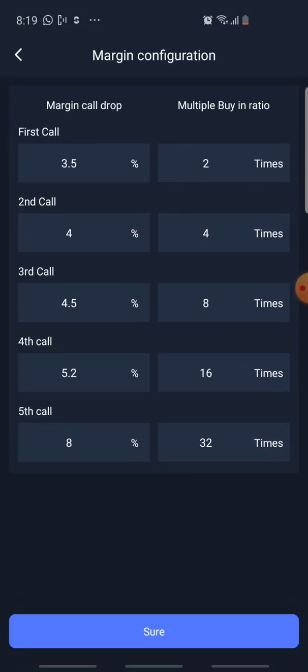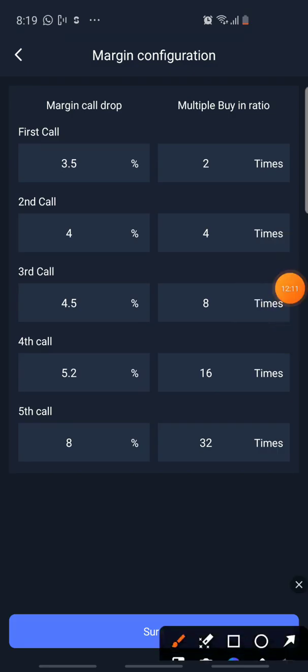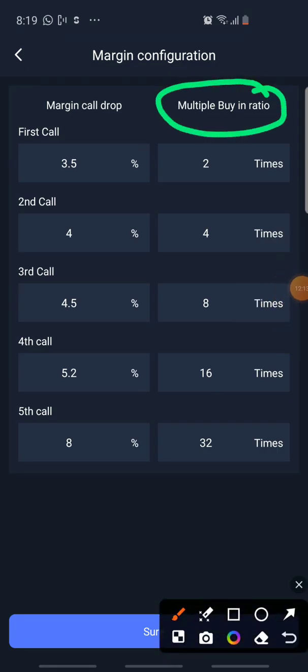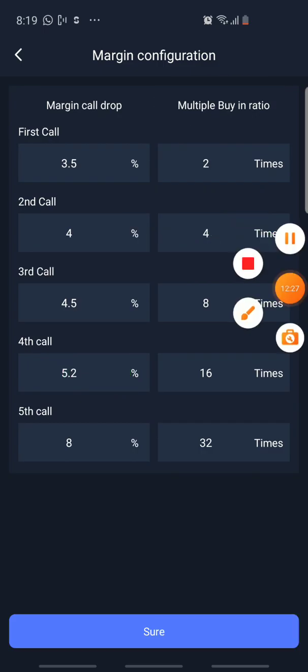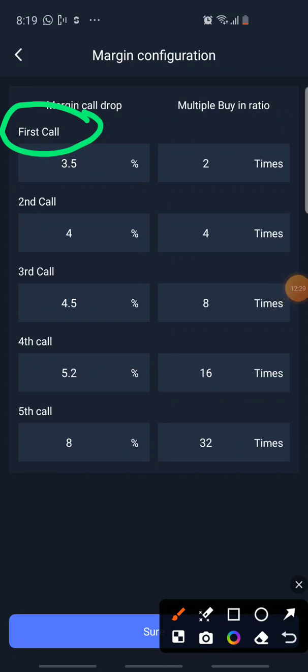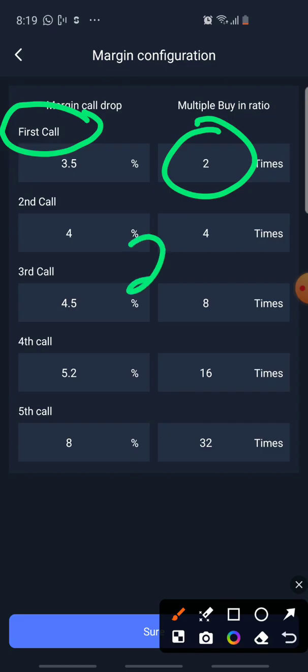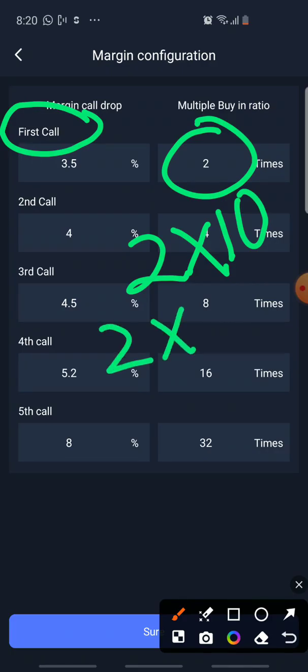So under margin configuration, you have what we call the multiple buying ratio. The multiple buying ratios are based on the first buying amount. If the first buying amount is 10, and for the first call, the initial drop, I put buy 2 times, it means the bot will invest 2 times the first buying amount, which is 10. So in that case, the bot will invest $20 more.